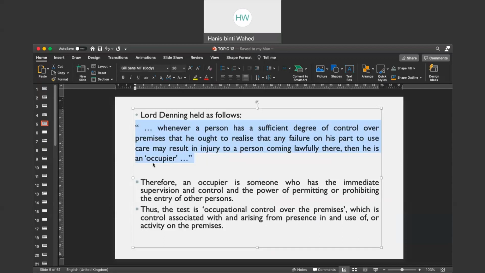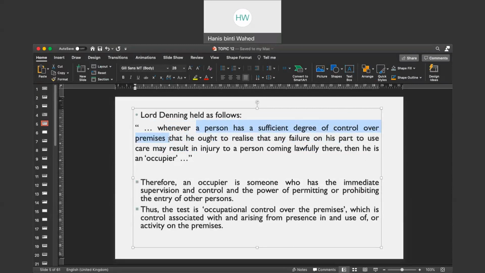occupier. So, we can say once it is established that a person has sufficient control over the premise, we can say that he is deemed to be the occupier. Okay, a person who has a sufficient degree of control over premise. And then once he is deemed to be an occupier, we can sue him, we can bring an action against him for any injury sustained at that premise.